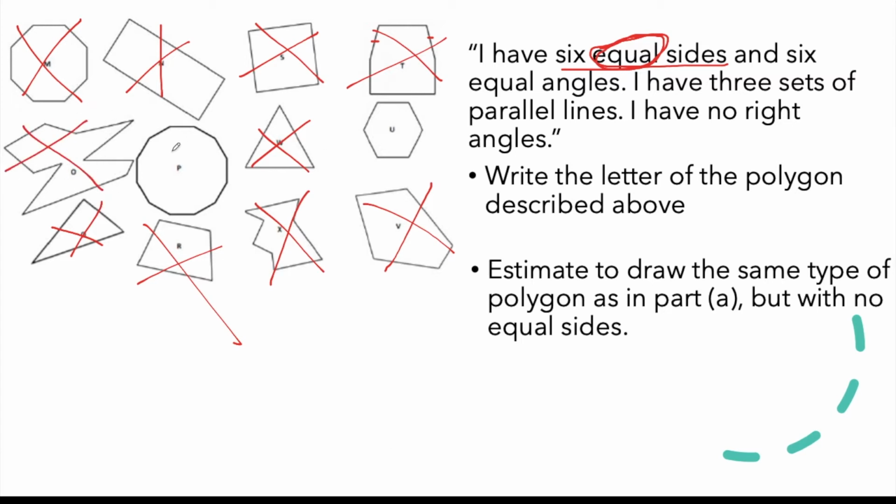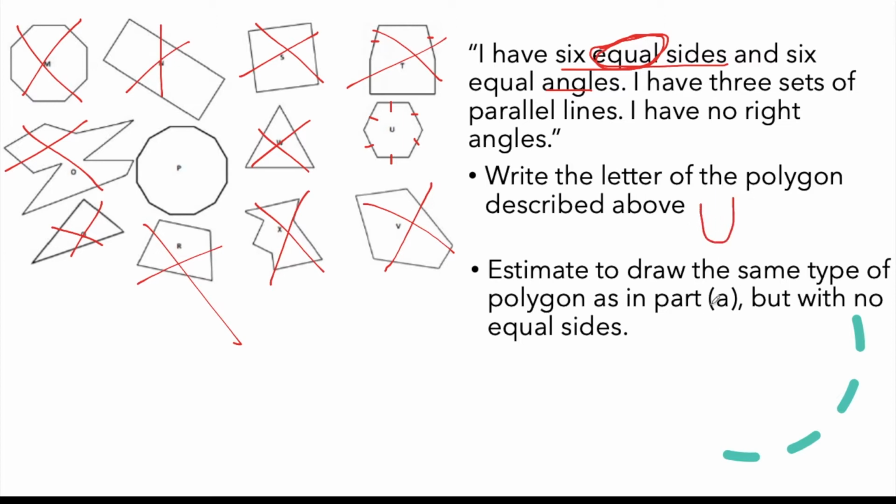All right, U and P both have equal sides. I need to count the sides to figure out which one we're talking about. 1, 2, 3, 4, 5, 6. 6 equal sides. All of the angles appear to be equal from what I can tell. They're all obtuse. So this shape is polygon U.